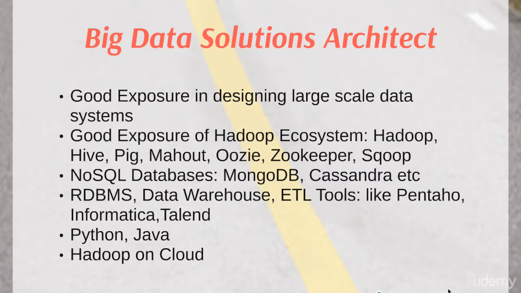To become a big data solutions architect, you should have good exposure in designing large scale data systems, good exposure to Hadoop ecosystems like Hadoop, Hive, Pig, Mahout, Oozie, Zookeeper, Sqoop, etc., NoSQL databases like MongoDB, Cassandra, etc., RDBMS, data warehouse, ETL tools like Pentaho, Informatica, or Talend, Python, Java, Hadoop on cloud. These are the main skills that are required for a big data solutions architect.